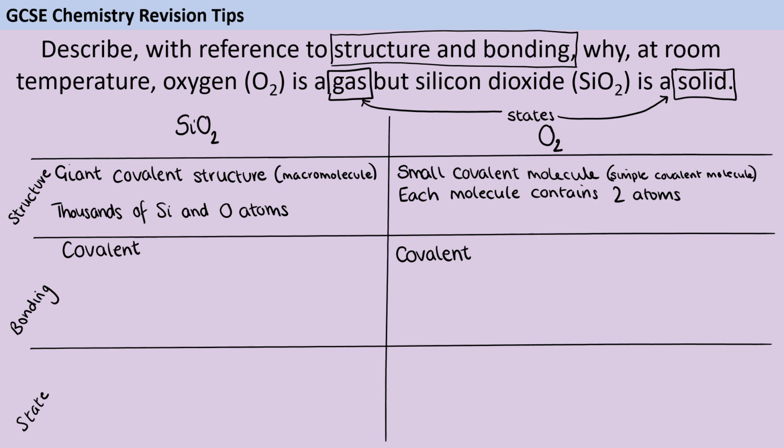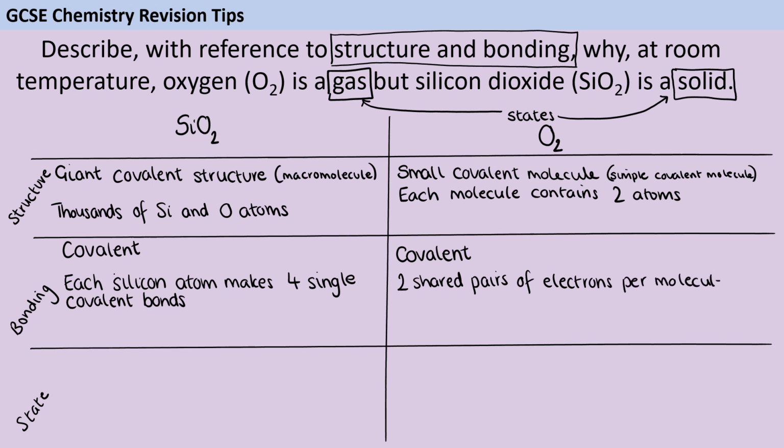We've already named the type of bonding in these 2 structures, but we can go on to give a little bit more detail than this. So firstly, we can say that within the giant structure, silicon dioxide, each silicon atom is making 4 single covalent bonds. Whereas in contrast to that, in an oxygen molecule, those 2 atoms are sharing 2 pairs of electrons to make a double covalent bond. But also, as well as those covalent bonds inside the molecule, we've also got weak intermolecular forces, and these are going to be crucial for answering the latter part of the question.